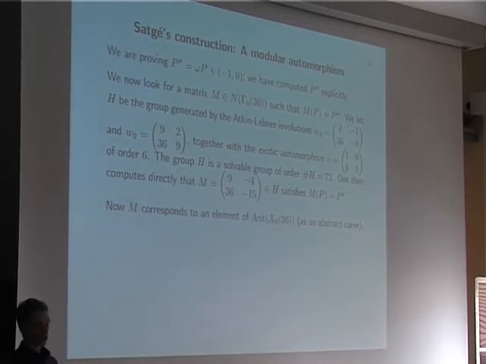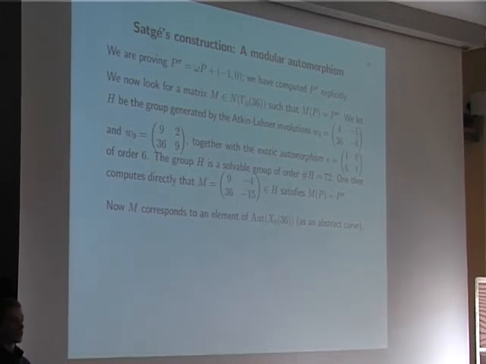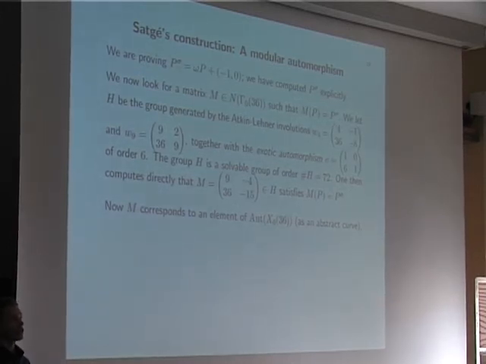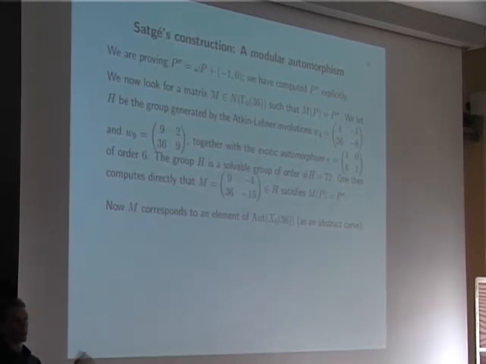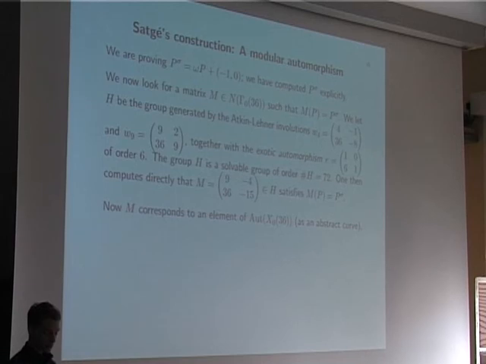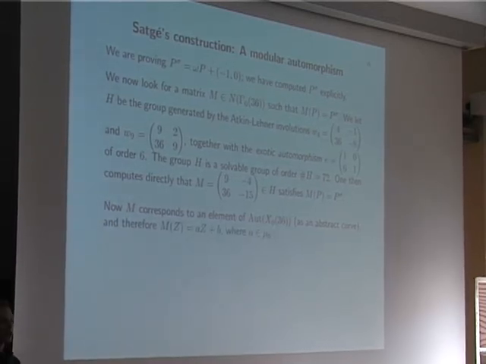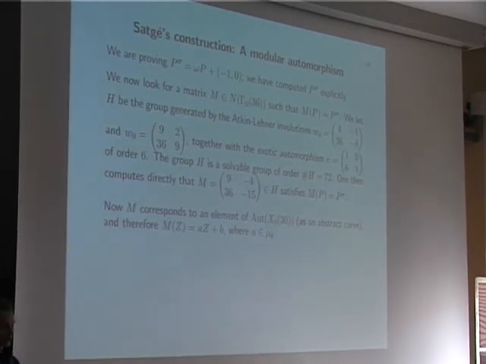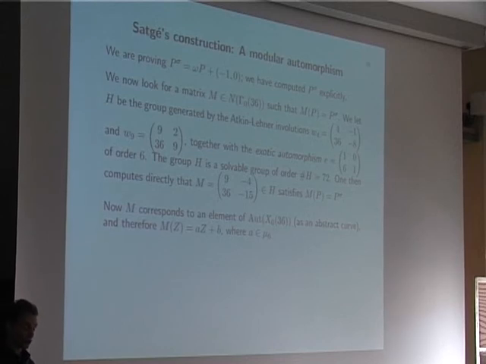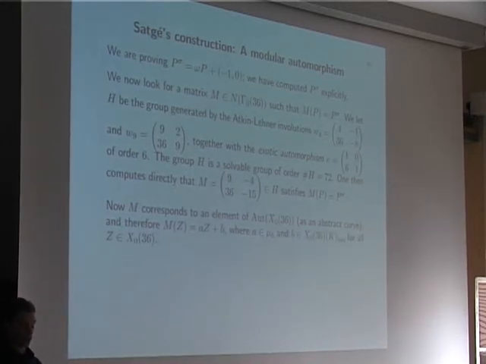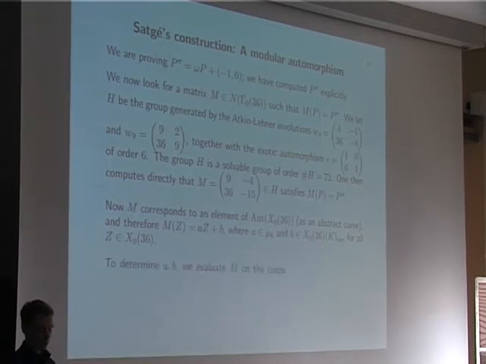So M is now just an element of the automorphism group of X_0(36), and here I'm considering it as just a genus 1 curve. When you consider automorphisms of elliptic curves, they have to fix the origin, but here I'm just considering it as an abstract curve. And as an abstract curve, it's still genus 1, so we know that any such automorphism is given by multiplication by mu_6 plus the addition of some torsion point. And this will hold for all points z in X_0(36).